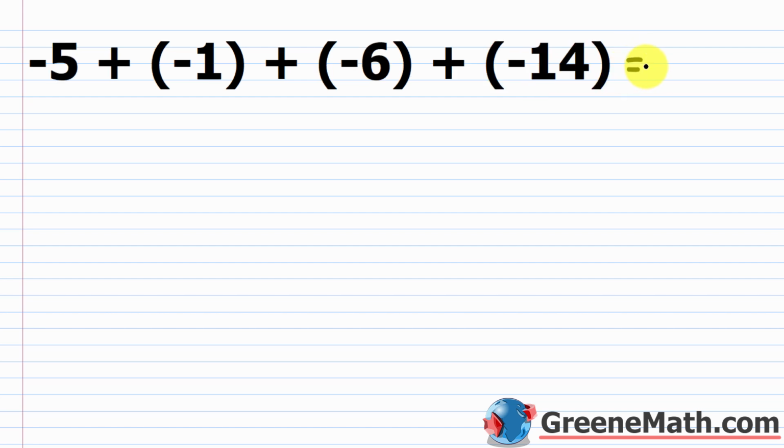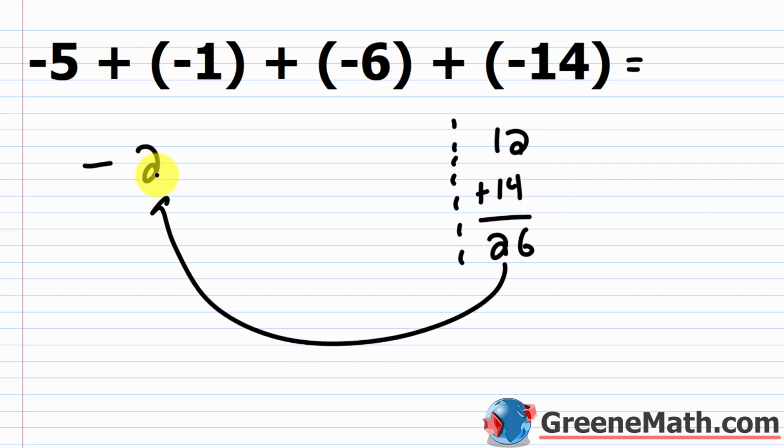Let's do another one. Here we have negative 5 plus negative 1 plus negative 6 plus negative 14. So every sign here is negative, so the answer is negative. And then just add the absolute values. 5 plus 1 is 6. 6 plus 6 is 12. And then 12 plus 14, I think a lot of you know that's 26. You can do it in your head, but let's just do it off to the side just so nobody's lost. 2 plus 4 is 6. 1 plus 1 is 2. So you're just going to bring that over here and say that the answer is negative 26.